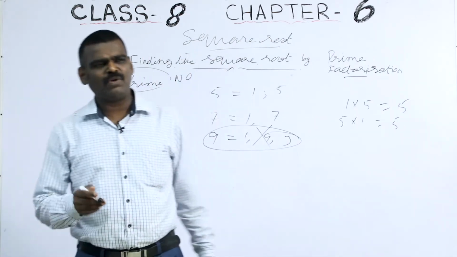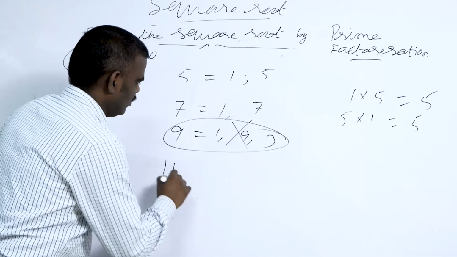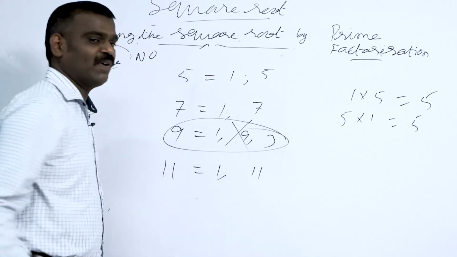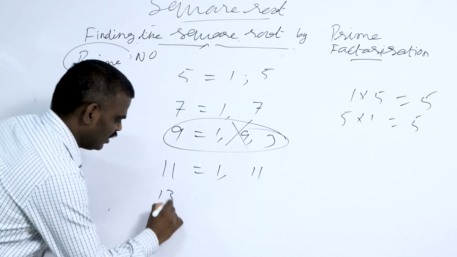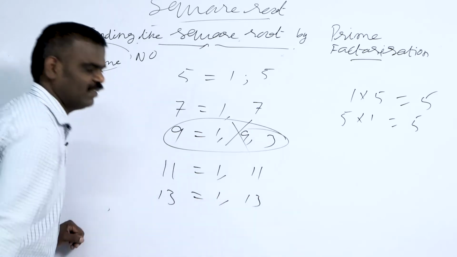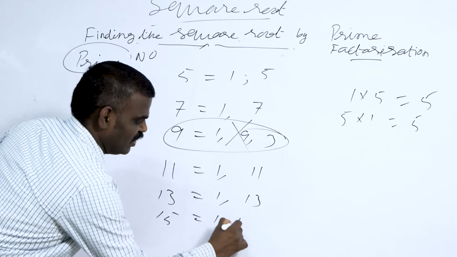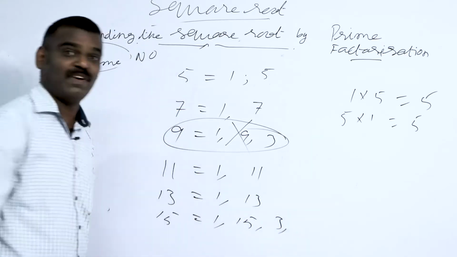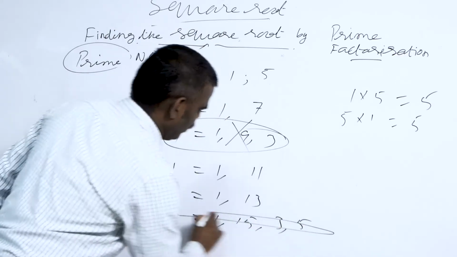So then can you give another example? Yes, 11. 1 can divide, 11 can divide, no other number can divide. Yes, some more, 13. 1 and 13. Then you may say, sir, 15. 1 can divide, 15 can divide, 3 can divide, 3 5s are 15, 5 also can divide. There are so many. That means 15 is also not a prime number.